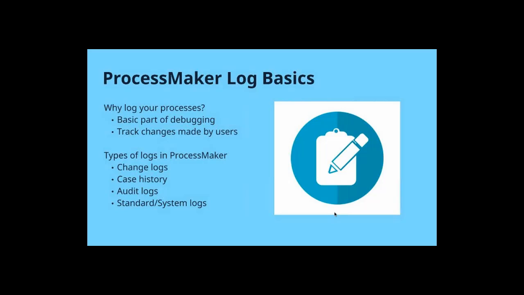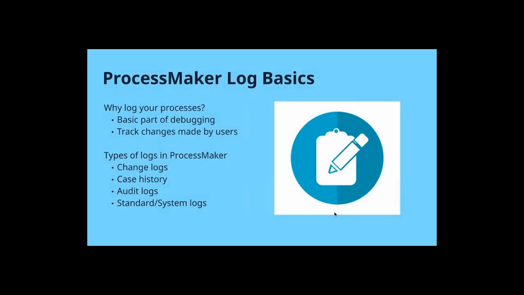Some of the logs we have in ProcessMaker are the following. The change logs. The change logs are meant to record the changes made to variables or case data by users. This is related, of course, to cases that run in a process. The case history. The case history is meant to record how the case has moved through the flow in the process.